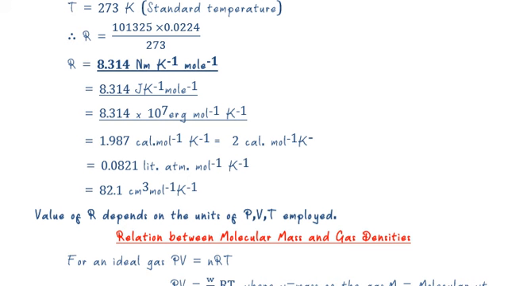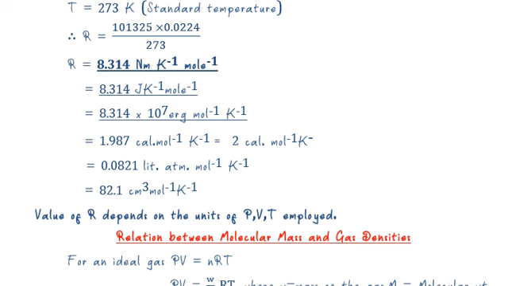That is equal to 8.314 joule per Kelvin per mole, or 8.314 into 10 to the power 7 erg per mole per Kelvin, or 1.987 calorie per mole per Kelvin, which is approximately 2 calorie per mole per Kelvin. If we convert into liters, it is 0.0821 liter atmosphere per mole per Kelvin, or 82.1 centimeter cube atmosphere per mole per Kelvin. The value of R depends on the units of pressure, volume and temperature employed.